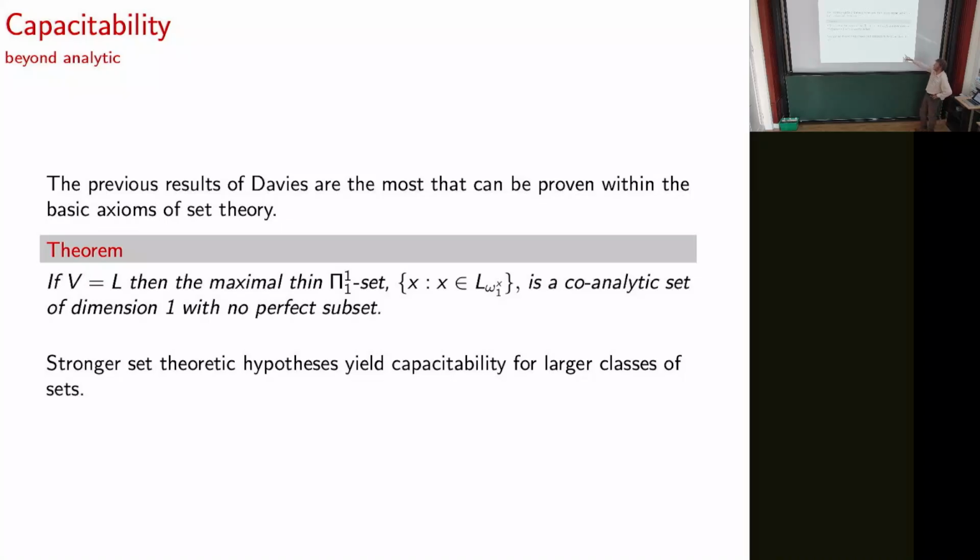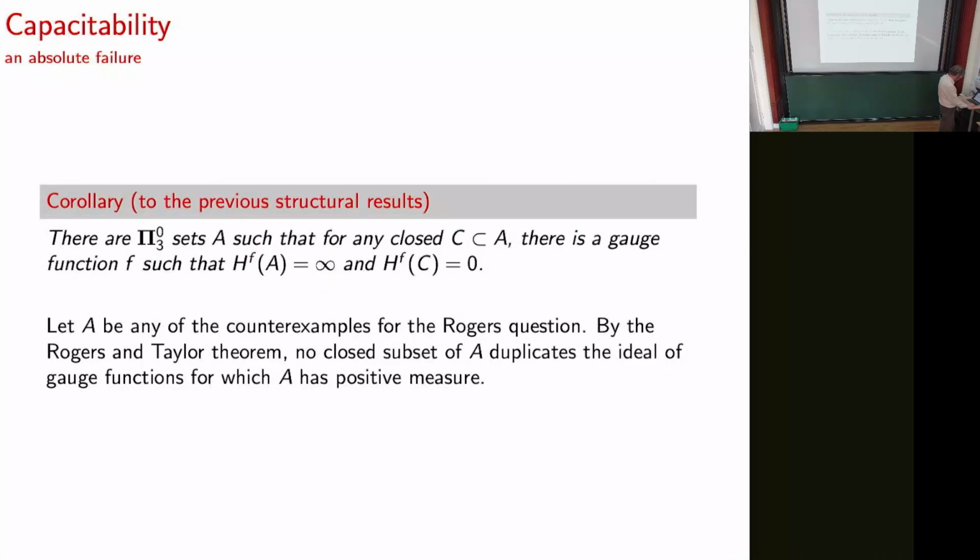And if you assume stronger set theoretic hypotheses, then you get more of the axiom of determinacy, and this disappears. You get computability for larger and larger fragments of the definable hierarchy. Okay, so there are interesting meta-mathematical things that come up with regard to these notions of dimension.